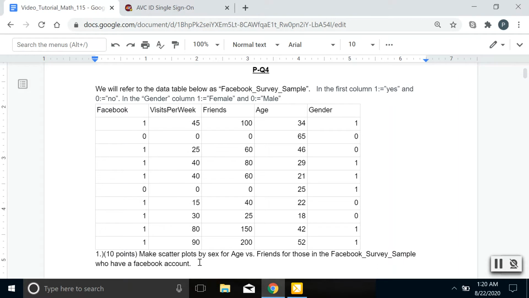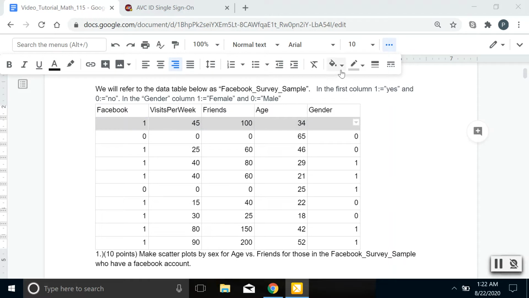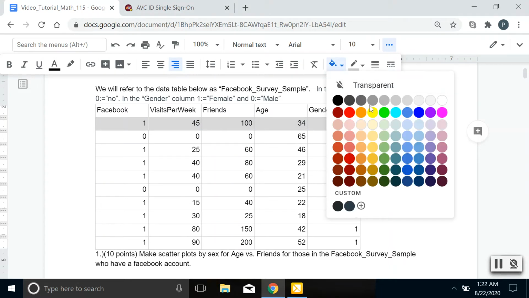Okay, so the question asks us to make scatter plots by sex, so males versus females, for ages versus friends, for those in the Facebook survey sample who have a Facebook account. So we're looking for the ones that have a Facebook account. For example, this person has a Facebook account, so let me underline that one. That person is female, so let's highlight that one, say in yellow.